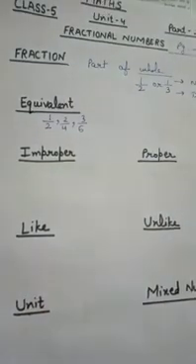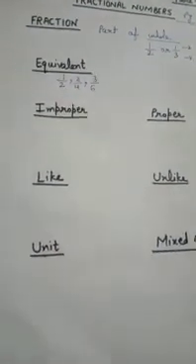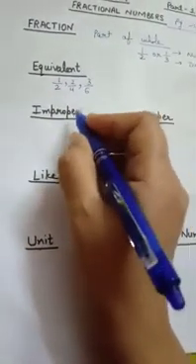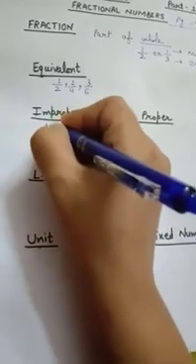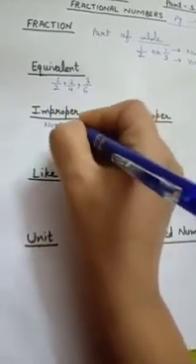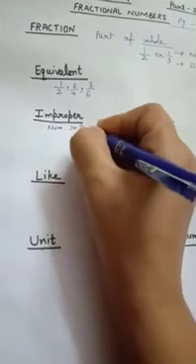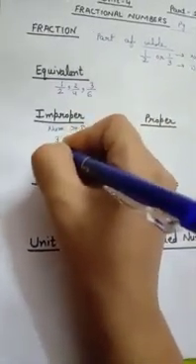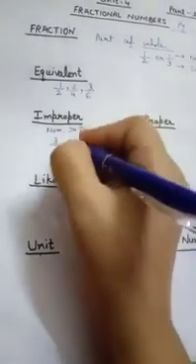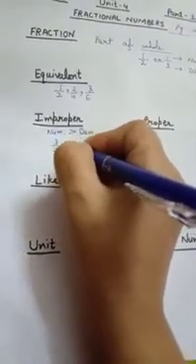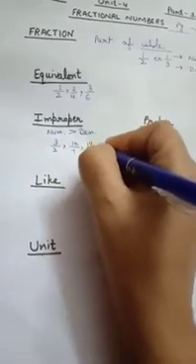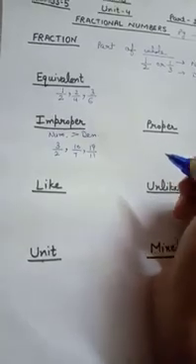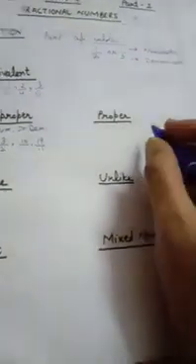The next are improper fractions. What are improper fractions? Fractions whose numerators are greater than the denominators, meaning the upper part is greater than the lower part. For example, 3/2, 10/7, 19/11. These are called improper fractions.